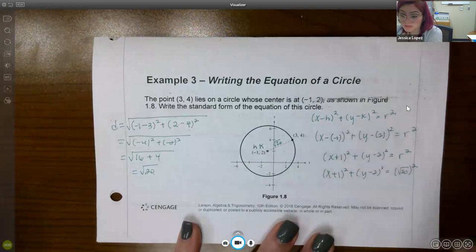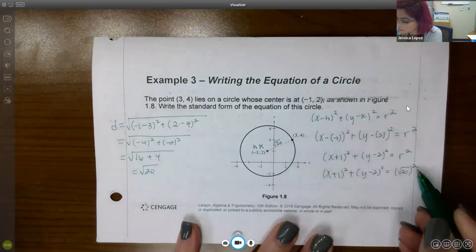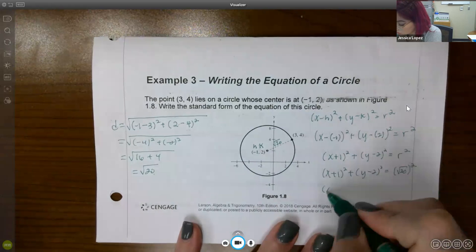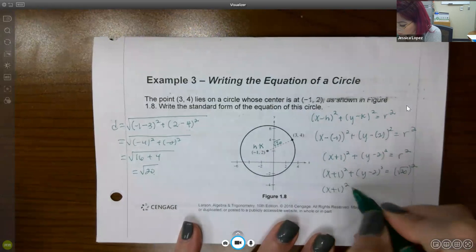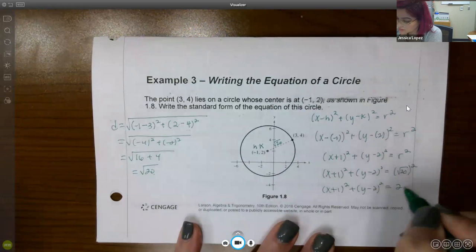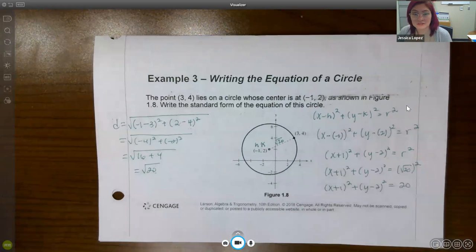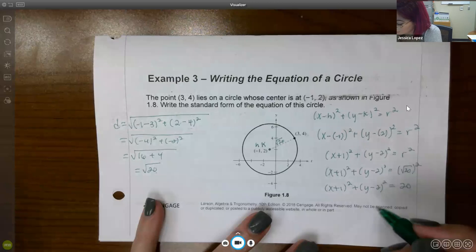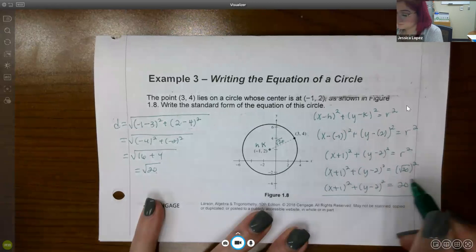But because I have that square there, it will cancel out the square root. And so my equation in standard form looks like just (x + 1)² + (y − 2)² = 20, okay? And this is the standard form of the equation.